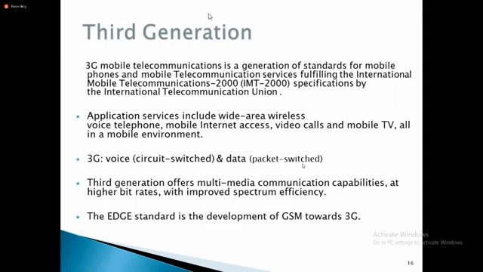Then we have the third generation, right? In the zeroth generation, then the first generation, we used analog technologies to communicate, right? And what are the two technologies used in the first generation? AMPS and TACS, right? Go through it and identify the different features. Then in the second generation, we use the cellular concept. We use the GSM network architecture, right? Then in 2.5G, we used GPRS technology. And in 2.75G, we used Edge, right?